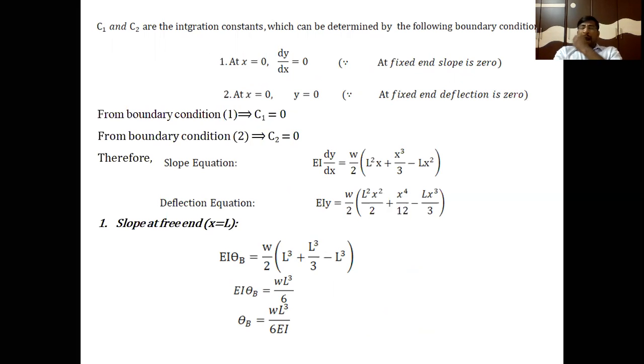Okay, students. Therefore, the final slope equation is EI dy by dx equal to w by 2 into L square x plus x cube by 3 minus Lx square. How to get this equation?